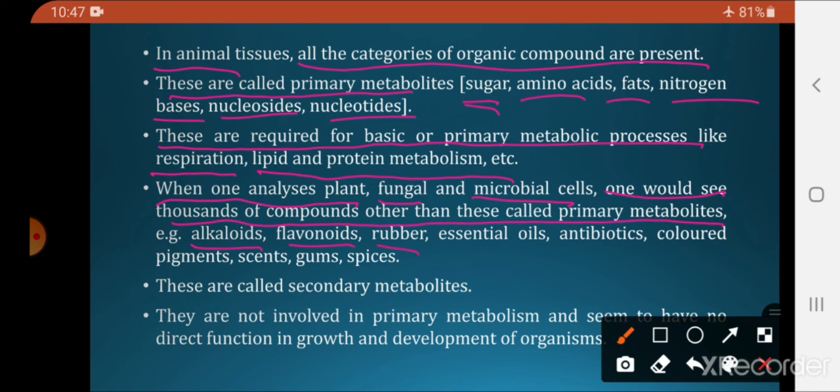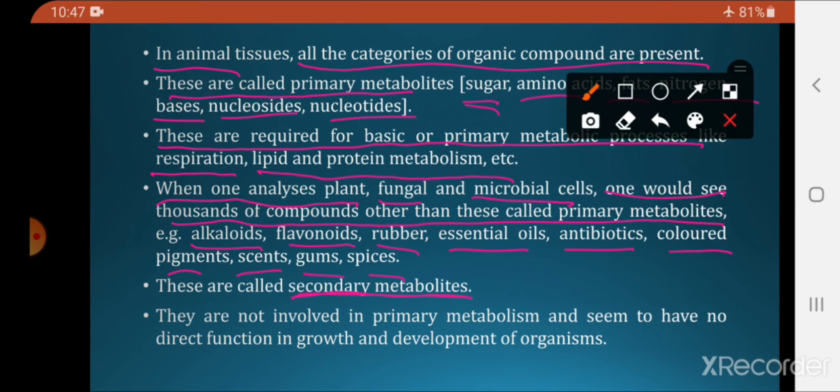alkaloids, flavonoids, rubbers, essential oils, antibiotics, colored pigments, scents, gums, spices, etc. So, these components are called as the secondary metabolites. इसको क्या बोलते हैं? Secondary metabolites. Now, difference दोनों का क्या है? Secondary metabolites plant में, fungal में, microbial cell में produce तो होता है, लेकिन ये components का वो particular organism के लिए क्या usefulness है?